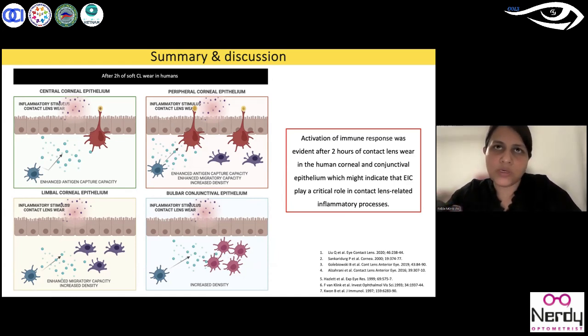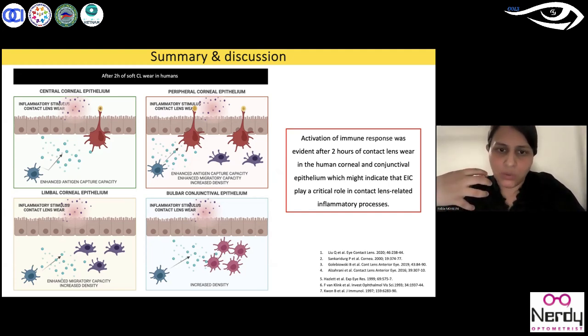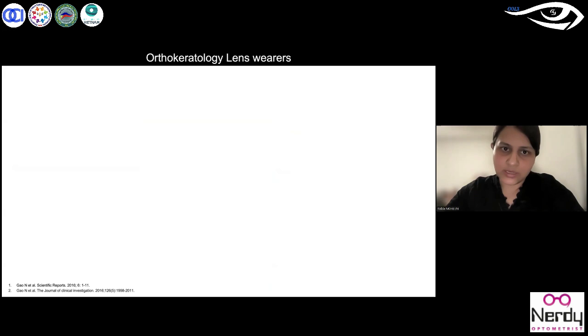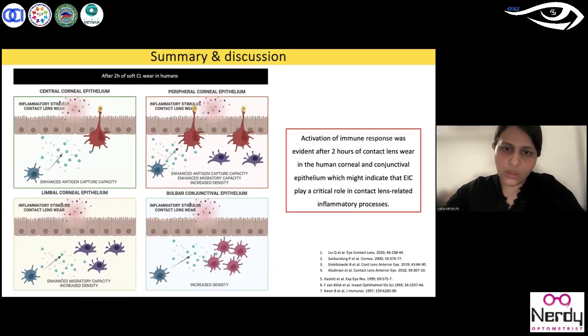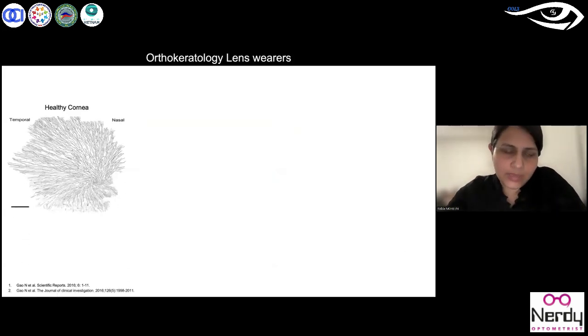Now we were also interested, like you must have this question, okay, if these cells get activated in 2 hours, what's happening in the cornea of the people who are wearing contact lenses for many years? So to do this, we conducted a cross-sectional study. And here, this is orthokeratology lens wear. What we are looking at here is the nerve pattern in people who have a healthy cornea.